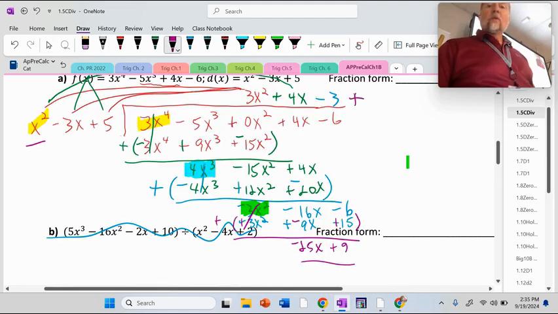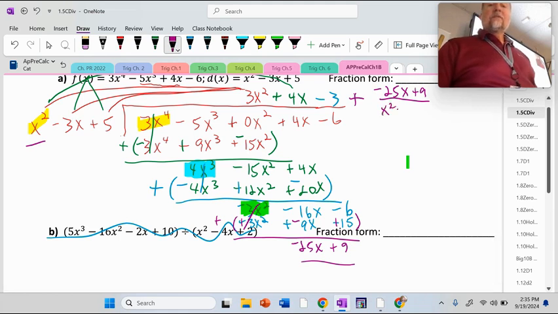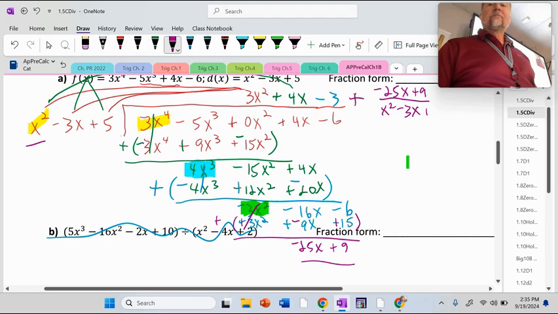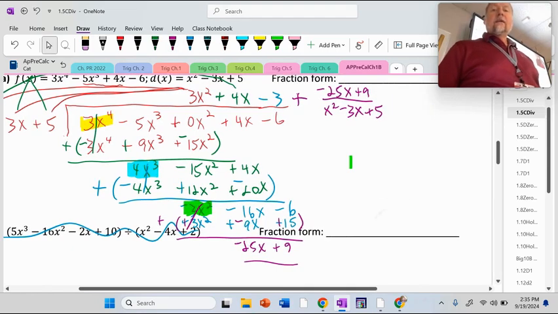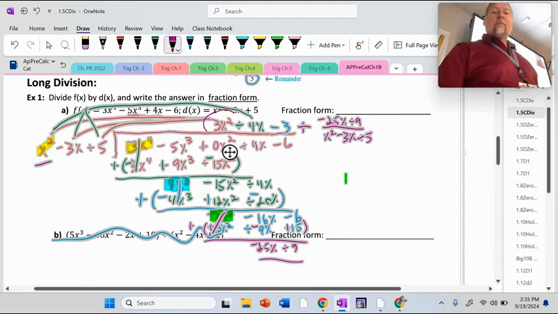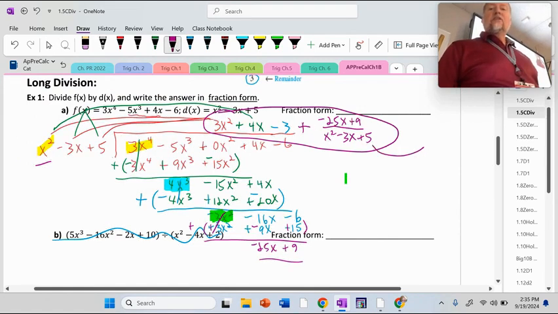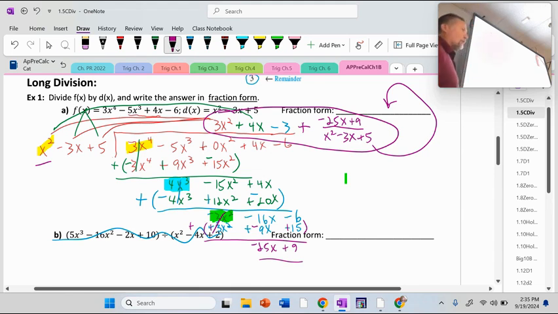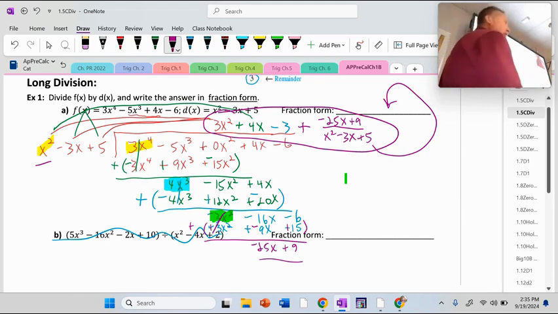Plus remainder divided by divisor. So that's a mess. Okay? And that's what fractional form is. So I'm going to circle this and then just put that in this box there. That's where that answer belongs. I wouldn't make you rewrite the answer on a test if we had this.